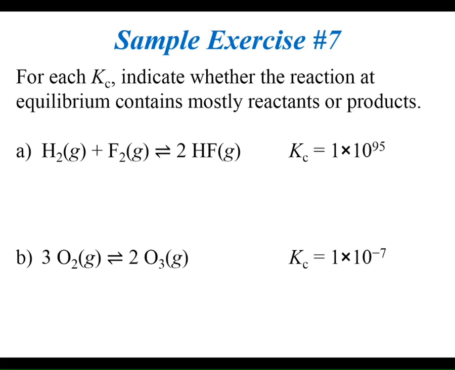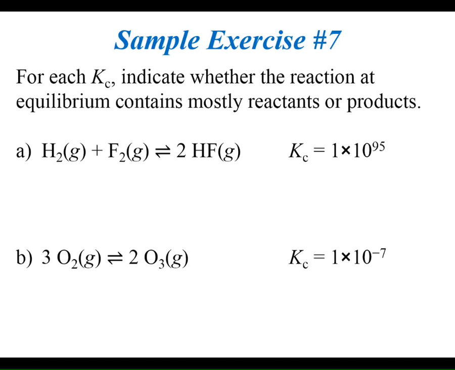So, just real quickly, tell me, what do you think about this first one? 1 times 10 to the 95th. That is a big number. So does that mean I have mostly reactants or mostly products? Yes, it's gone way towards products, right? So it's almost all HF and very little of it is actually H2 and F2, right?